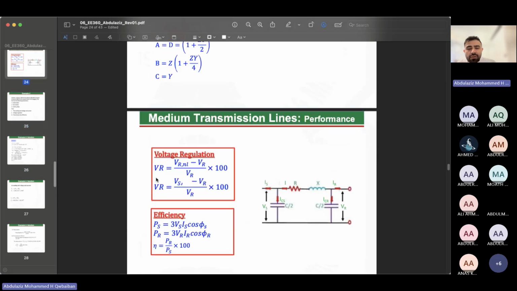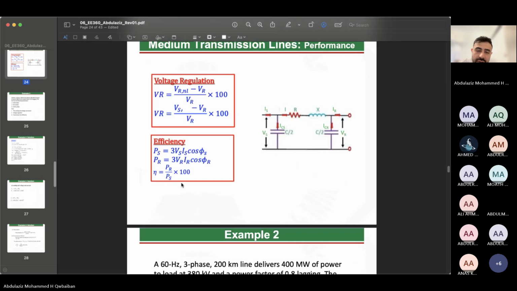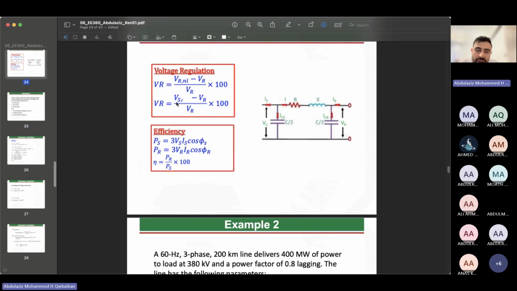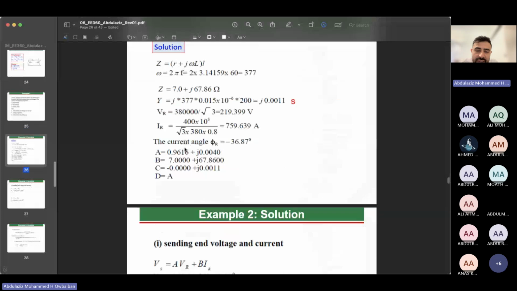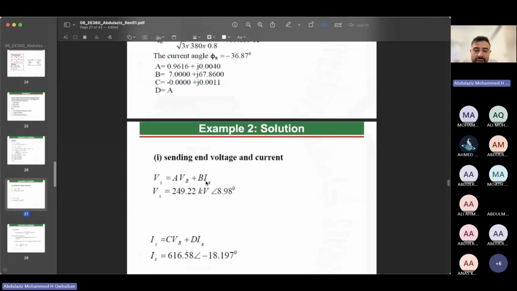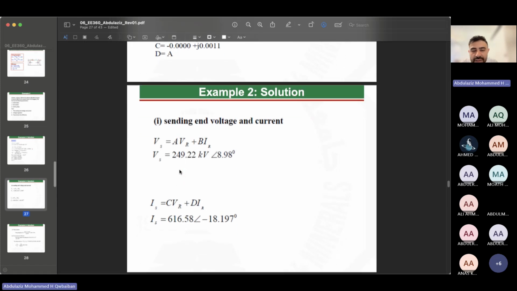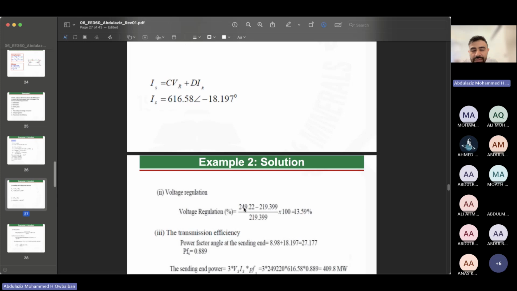So what did we learn in this exercise? One is the formula for voltage regulation. It's Vs minus VR. As a matter of fact, this should be VR. Vs is A VR plus B IR. So the correct formula, if we want to write it as a function of VR, should be A VR plus B IR minus VR. That's the voltage regulation, which is just Vs. Just put Vs in magnitude, 249.